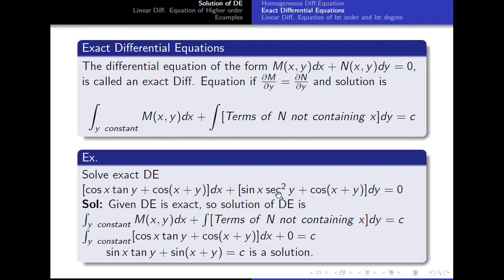We take the total term M, plus those terms of N which are free from x. The first term contains x, and cos(x+y) in total contains x, so that part becomes 0. Integrating with respect to x, the integration of cos x is sin x, with tan y constant, plus the integration of cos(x+y) is sin(x+y), equal to constant. If the equation is in exact form, you can easily solve it.